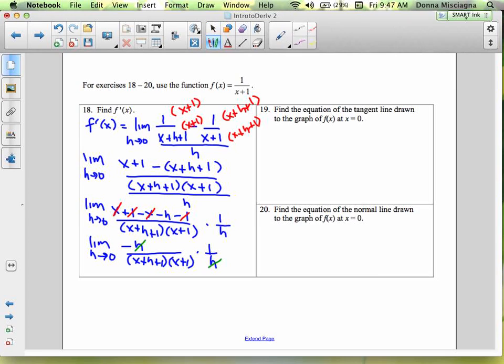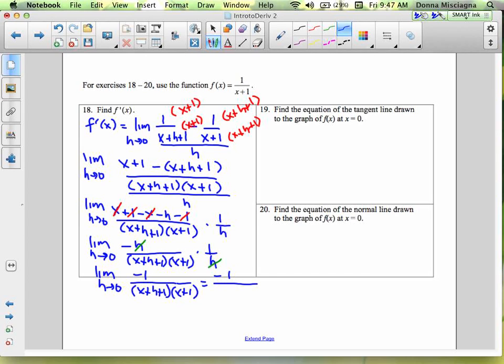And so the derivative, our limit here as h approaches 0 is negative 1 divided by x plus h plus 1 times x plus 1. Now we can plug in the 0 at this point, because we're done simplifying, it's no longer indeterminate. So we have negative 1 divided by x plus 0 plus 1 times x plus 1. Well, that's really x plus 1 times x plus 1. So the derivative for this function is negative 1 divided by x plus 1 squared. And there we go, we have it.